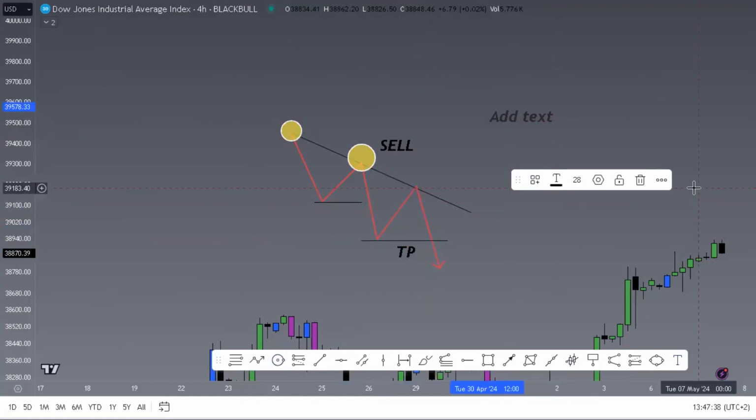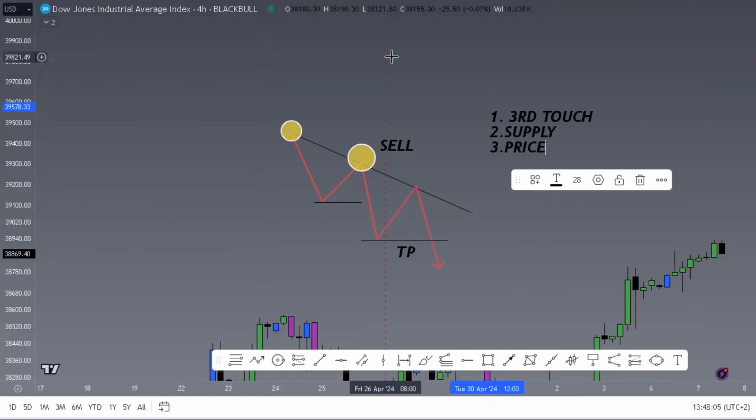Number one, we need to see, of course, the third touch. And then secondly, we need to see a supply. We're going to sell inside that supply zone. And then third, which is the last one, we need to see a price. We need to identify that price level where we're going to sell from. I call this a hedge fund price line.